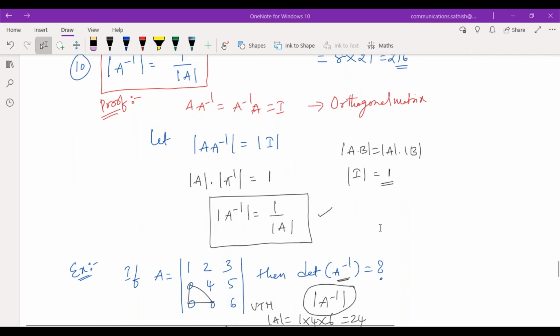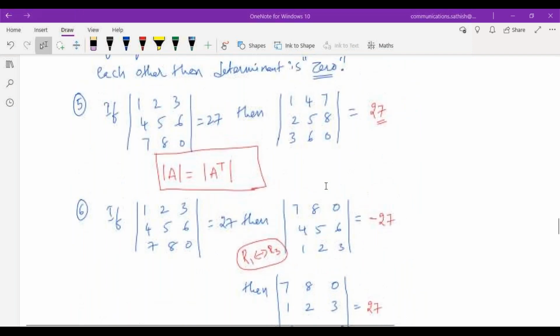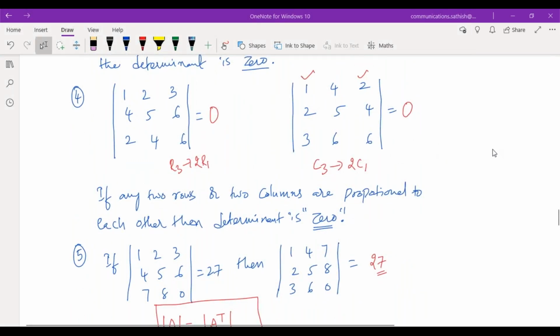Fine. So these are some of the properties you people have to keep in your mind while solving a problem on the determinant of a matrix. I hope you understood all those criteria. Just revise the properties of the determinant of a matrix, all those criteria.